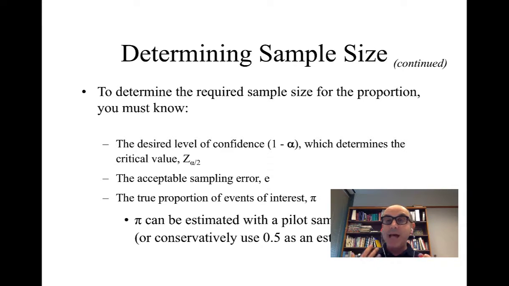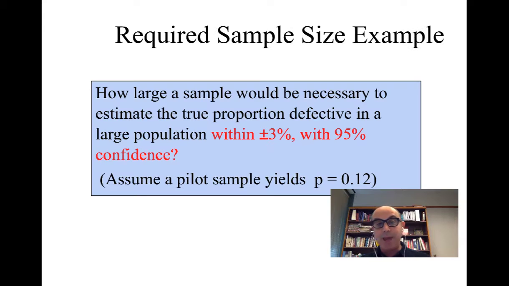The acceptable sampling error still remains, but we are changing how we calculate that, and the true proportion of the events of interest, in this case, can be estimated with a pilot sample, if necessary, with a 0.5 estimate.